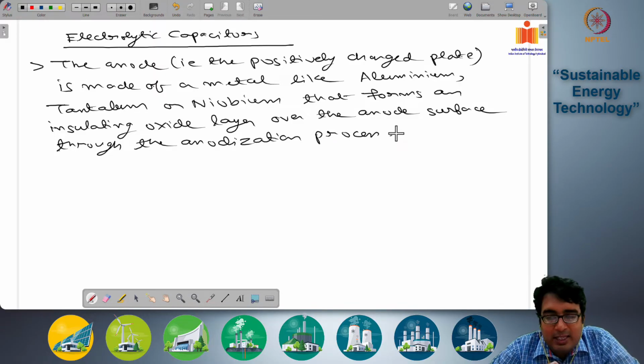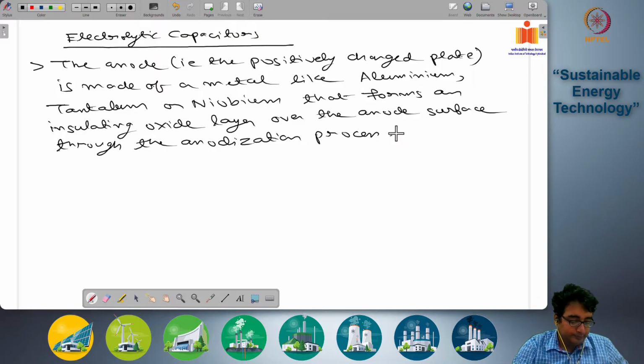So these are specific types of metals that are being used as the anode material, that when it is being charged by positive charges and passes through what is called the anodization process, it produces a small insulating oxide layer on the top of the surface. Okay, so like aluminium oxide, tantalum oxide, niobium oxide, etc.